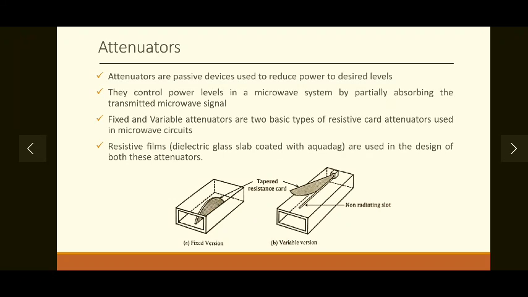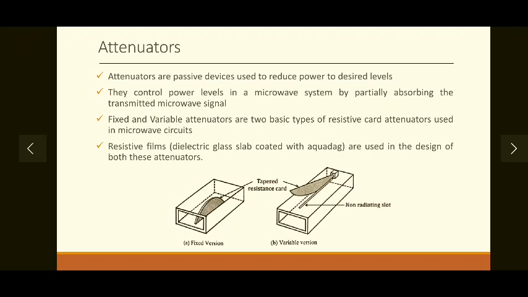So attenuators control power levels in a microwave system by partially absorbing the transmitted microwave signal. There are several types of attenuators. We will see some of them. Fixed and variable are the two basic types of resistive card attenuators. Resistive card attenuators means a resistive card or resistive pad is used for producing the attenuation.